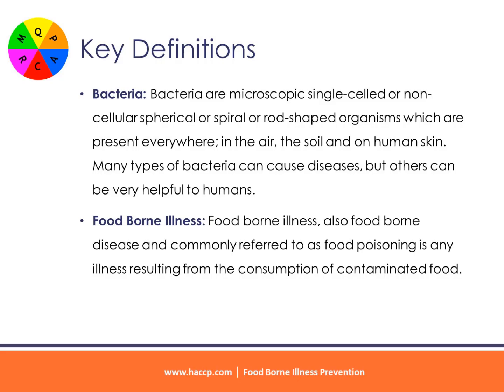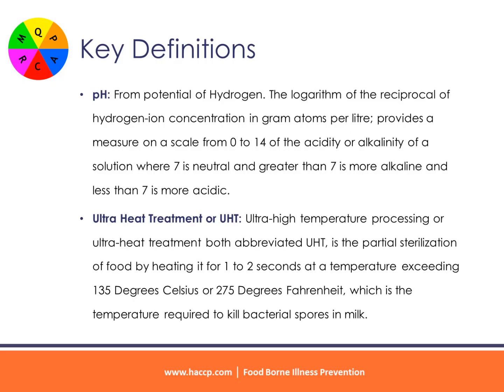Foodborne illness. Foodborne illness, also foodborne disease and commonly referred to as food poisoning, is any illness resulting from the consumption of contaminated food. pH. From potential of hydrogen, the logarithm of the reciprocal of hydrogen ion concentration in gram atoms per liter. It provides a measure on a scale from 0 to 14 of the acidity or alkalinity of a solution, where 7 is neutral, greater than 7 is more alkaline and less than 7 is more acidic.